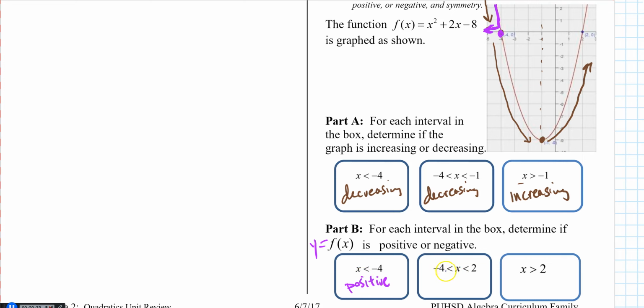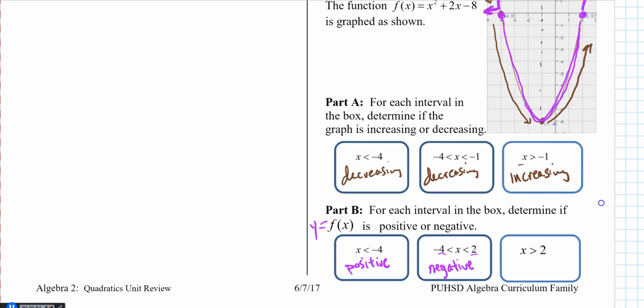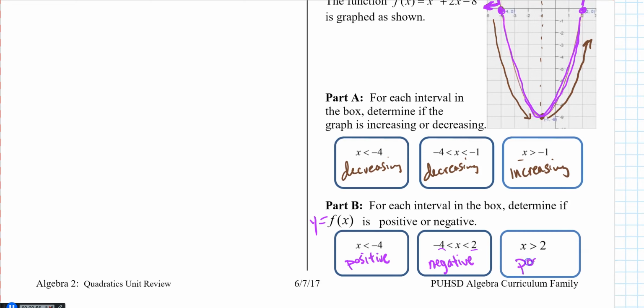Now, when x is between -4 and +2, -4, +2, my graph is completely below the x-axis, which means we are negative. And then when x is greater than 2, we're up here again. We're back above the x-axis, so we are positive once again.